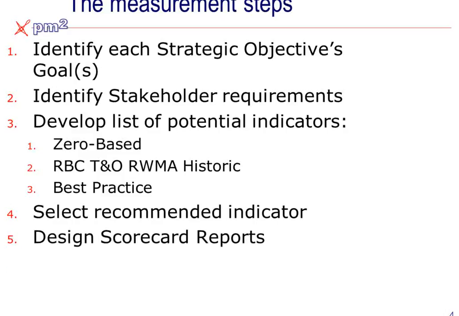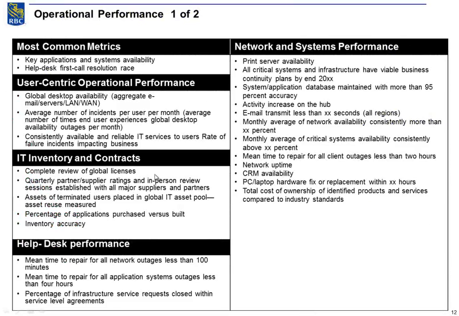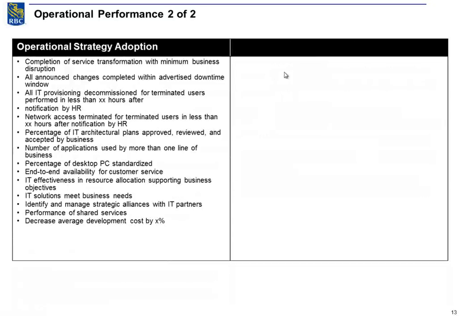Finally, we need to take some thought about how the actual reports might look. The schedule for these activities is roughly along this line. And then within each strategic objective area, what are the unique groupings of metrics or goals we see? So in this example, IT inventory and contracts, help desk performance, networks and systems performance, and operational strategy adoption. Again, these are best practice measures that are then put into context through the team. Finally, we provided them with a detailed set of metrics.